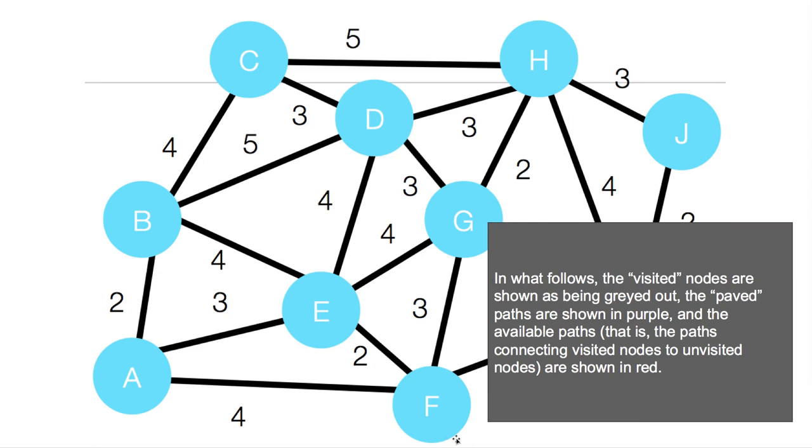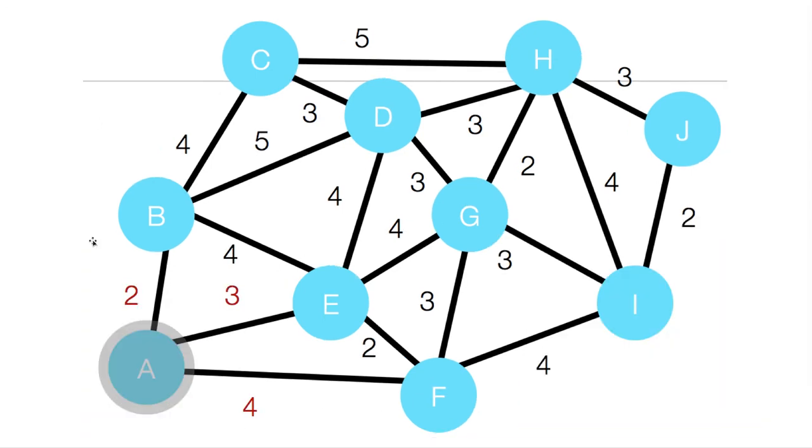So we arbitrarily select A to start with and mark it as visited, so we grey it out. So these three links here, here and here then become available to us, so they're connecting A to an unvisited house, B, E and F. Okay, so these three links are available to us. One is 2, one is 3 and one is 4, so we have to select the one that is of length 2 because it's the shortest.